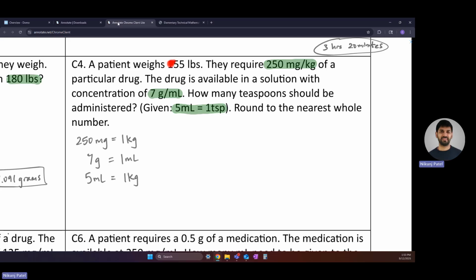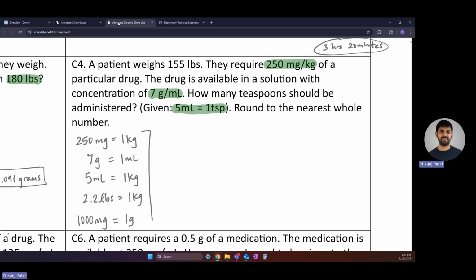Whenever we're dealing with the patient's weight, usually it's going to be in pounds, so we want to convert that to kilograms. So we're going to need to also remember that 2.2 pounds of the patient's weight is equivalent to 1 kilogram. And notice how you also have milligrams and grams. We need a connection between the milligrams and the grams, and that's going to be the milligrams to grams conversion factor. 1,000 milligrams is equal to 1 gram.